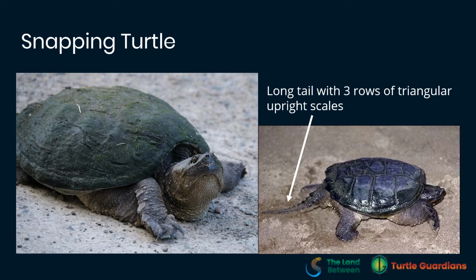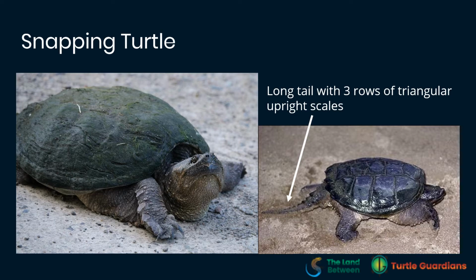So here we have our magnificent snapping turtle. She is absolutely gorgeous, totally looks like a modern day dinosaur. Her long, beautiful tail with her triangular scales is the best way to distinguish her as a snapping turtle. No other Ontario turtle has a tail as long as her shell with these upright scales.